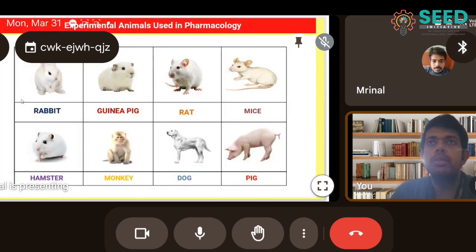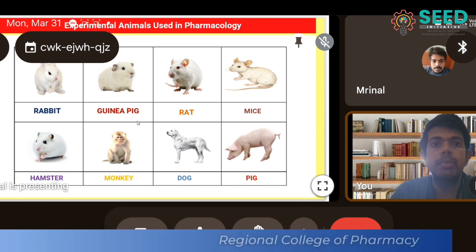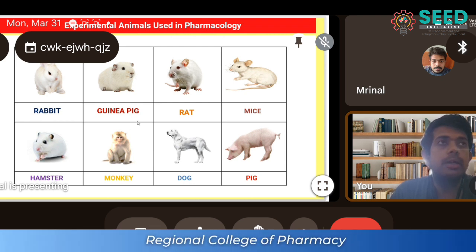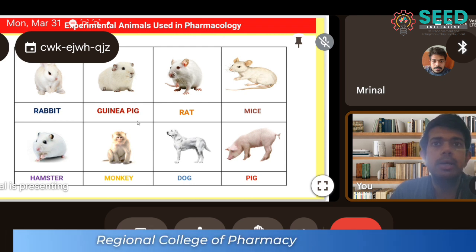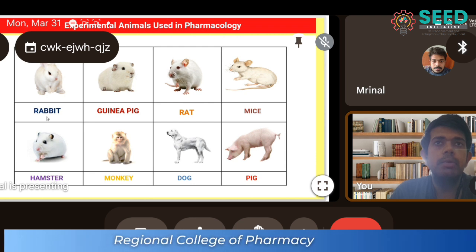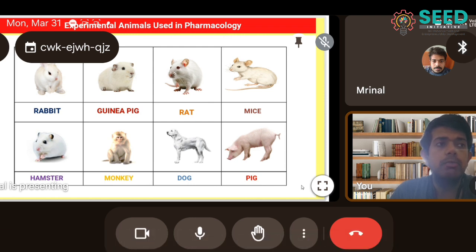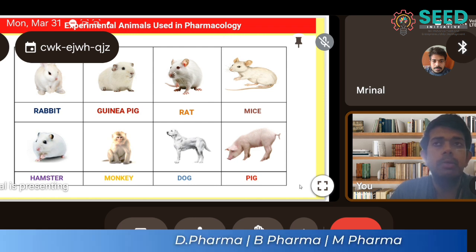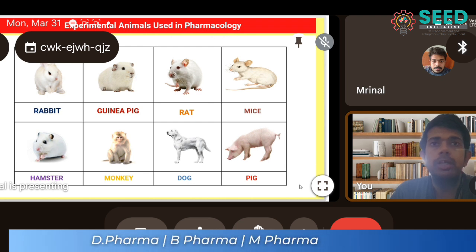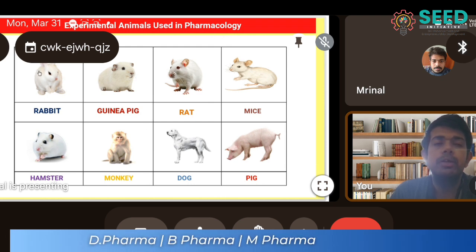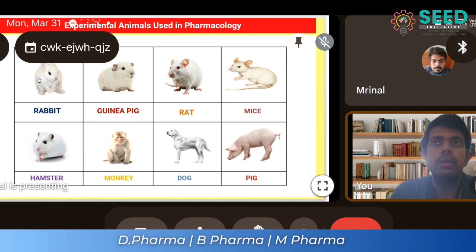First animal is a rabbit, second is guinea pig, third is a rat, next is mice, next is hamster. These animals are all rodents. Then we'll have a monkey, a dog, and a pig. Other animals are also used like frogs, cats, and toads, but today we are only mentioning these animals. First, we'll look at the rabbit.